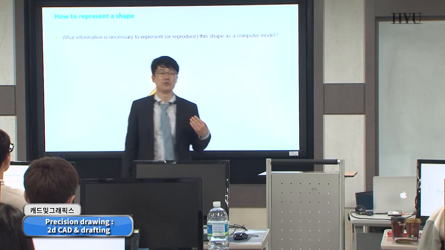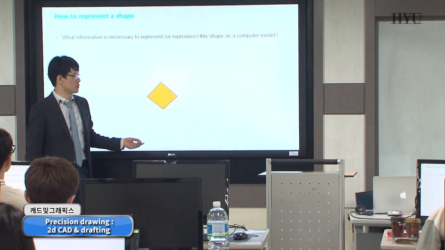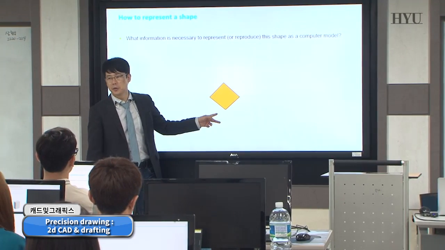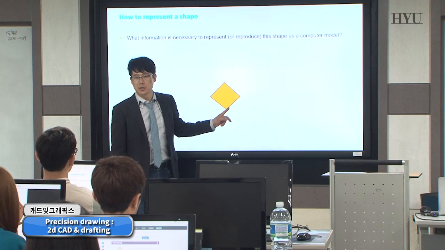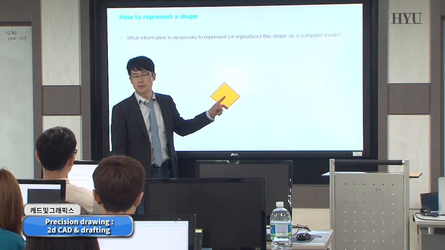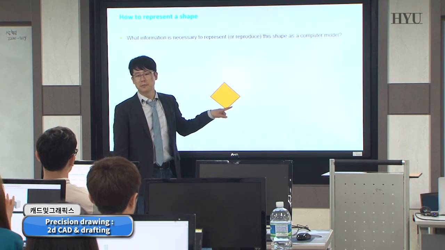Okay, now we are using CAD tools, computer graphics tools. This is not a hand drawing, of course. This is a computer representation, a rectangle shape, a yellow colored rectangle shape. How to define this one?